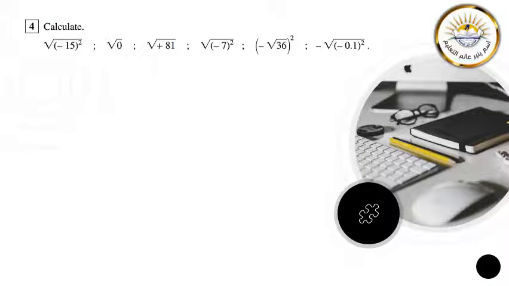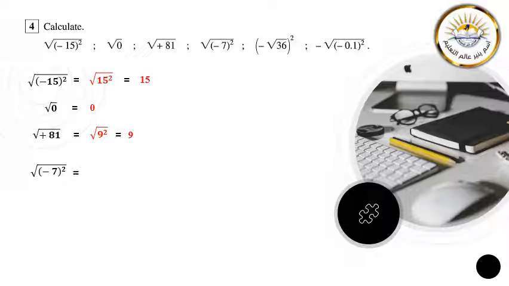Calculate, we have radical of minus 15 squared, radical 0, radical plus 81, radical of minus 7 squared, minus radical 36, all of it squared, minus radical of minus 0.1 squared. Radical minus 15 squared is equal to radical 15 squared, which is 15. Radical 0 is equal to 0. Radical plus 81 is equal to radical 81, which is radical 9 squared, which is equal to 9. Radical of minus 7 squared is equal to radical 7 squared, which is 7.